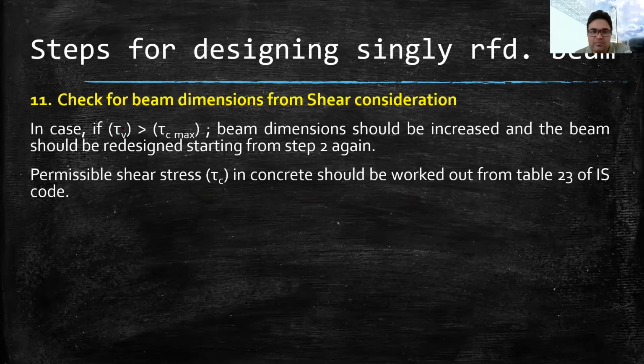Now once this condition is satisfied, which is tau v should be less than tau c max, then what we do is we calculate permissible shear stress, tau c. Well, this tau c is also called permissible shear stress of concrete without shear reinforcement. So this is the actual name of this value, tau c.